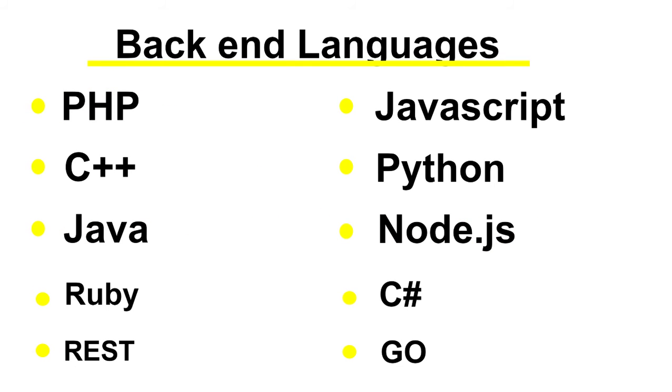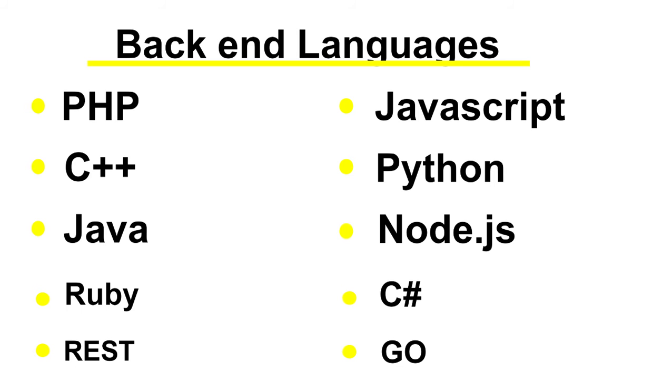Now, as a backend web developer, what must you learn? What are the languages you have to learn? One, you have to learn PHP. Now, PHP is a server-side scripting language designed specifically for web development. Since PHP code is executed on the server side, it is called a server-side scripting language.